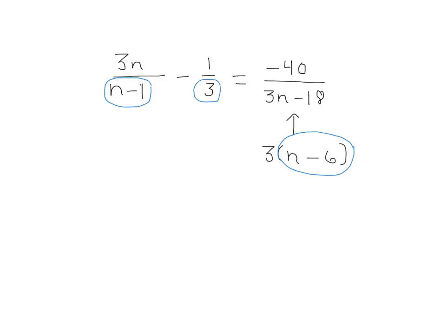So we're going to go through and multiply every numerator by 3 times the quantity n minus 1 times the quantity n minus 6. Every single numerator. 3 times the quantity n minus 1 times the quantity n minus 6, and the last numerator, 3 times the quantity n minus 1 times the quantity n minus 6.